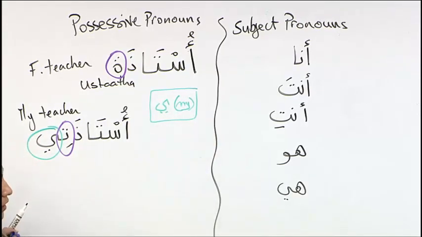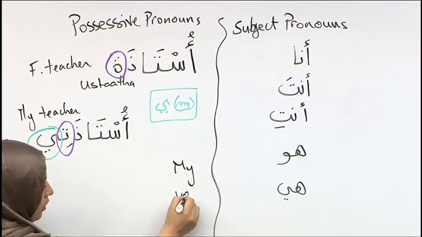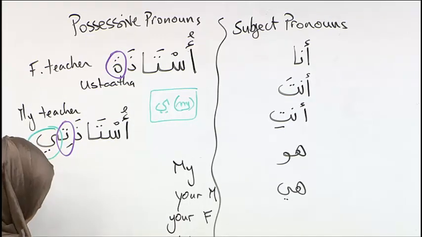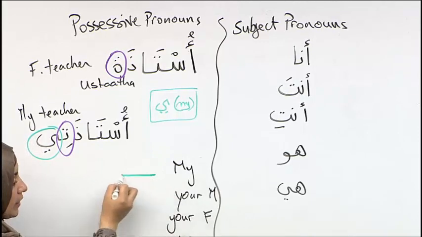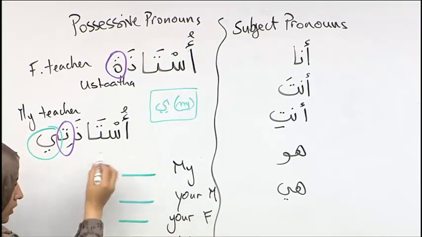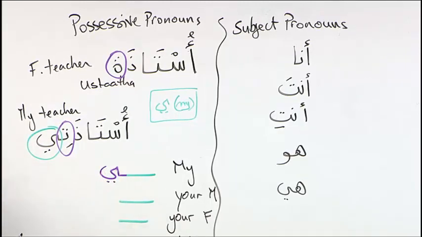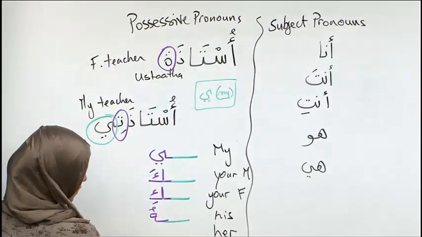So let's see the rest of the possessives. We have ana, so I. If you want to say my, your male, your female, his, and her. Okay? So for my, they all occur at the end of words. So imagine this line is the whole word and then they all occur at the end. My. You refer to it as ye. Your as ke. Similar to when I say ismuka, your name. Ismuka Joseph, right? Ismuki. Your name. Ismuhu. And then ismuha.